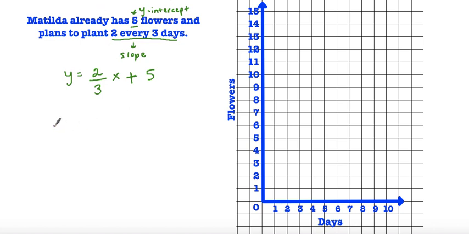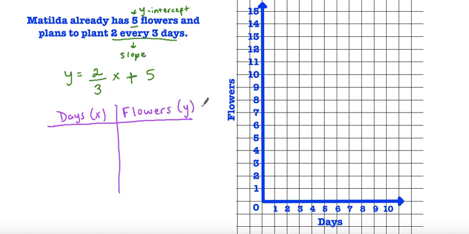And so if we made a table, x represents the number of days, y represents the number of flowers, and so we initially started off with 5 flowers. And so if we counted up by 1 day at a time, it would show that the flowers would increase by a fraction.